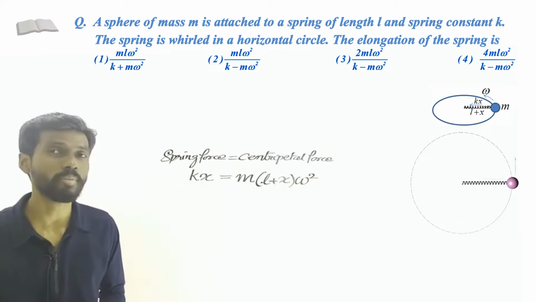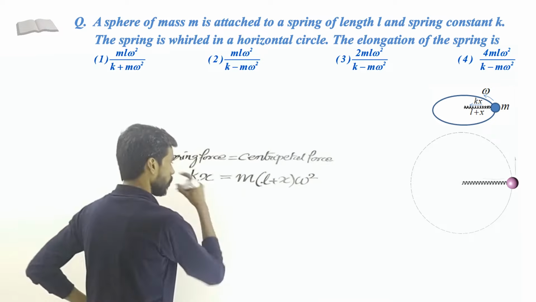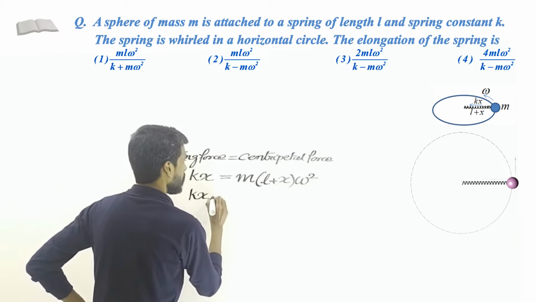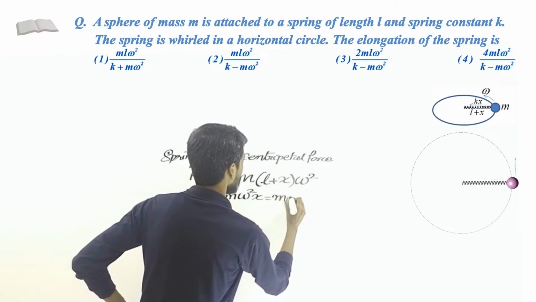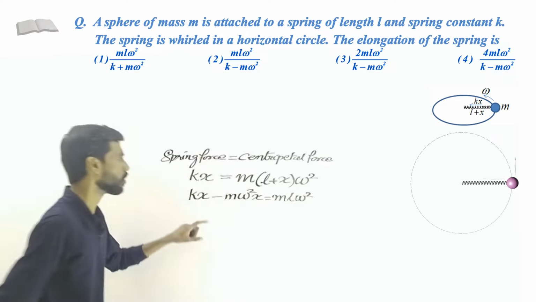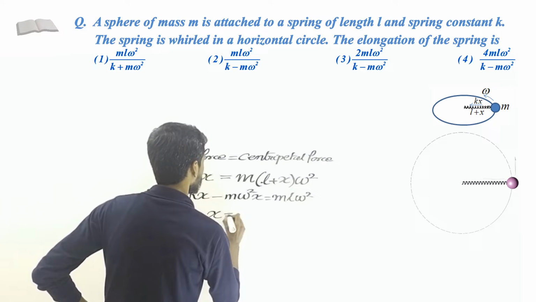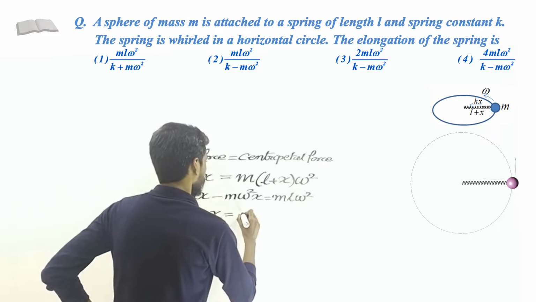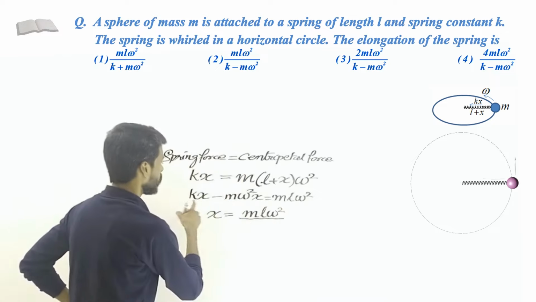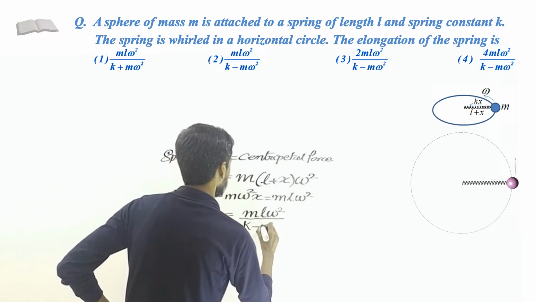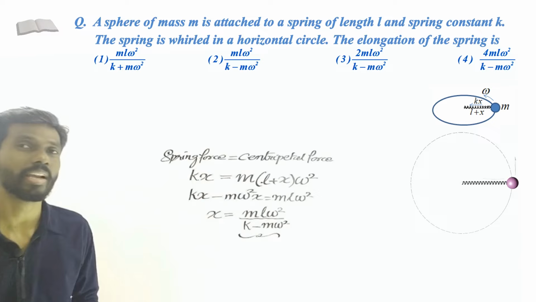So that's all. From this you have to find the value of x, that is the elongation of the spring. So bring it to one side. So that is kx minus m omega square x equals m L omega square. So that will give you the required value of x. From this you can take x out. So x equals m L omega square divided by k minus m omega square. So that is the value of x, which is the elongation of the spring.